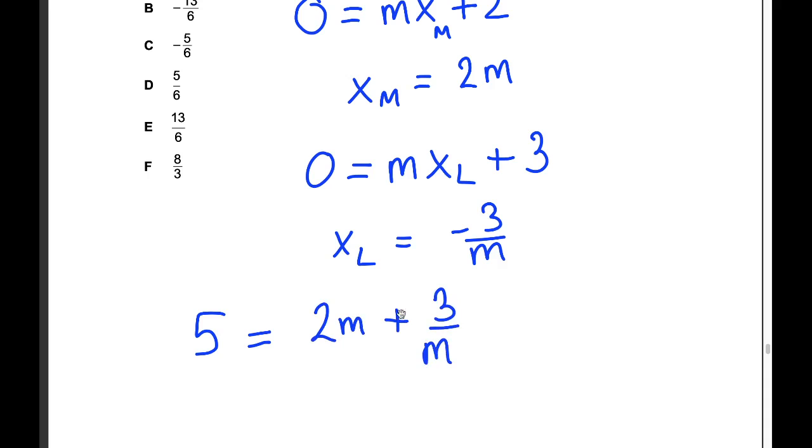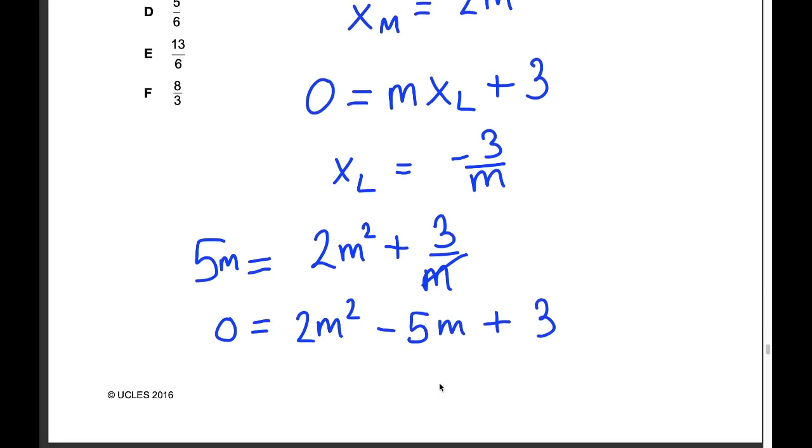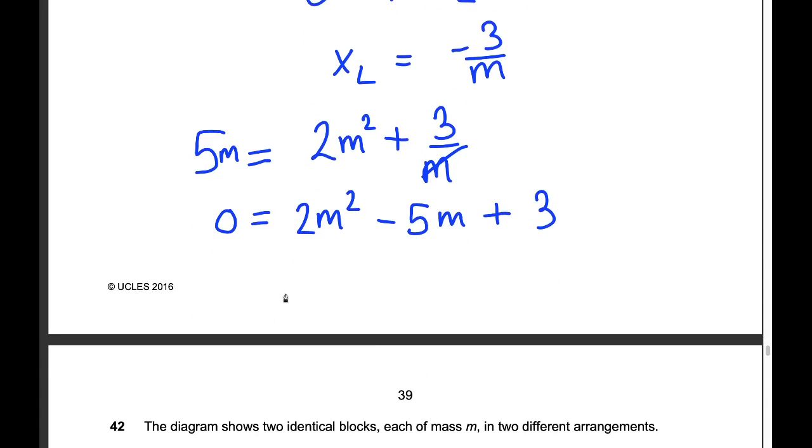Oh, and what do you know? That's going to turn into yet another quadratic. So if I multiply everything by m, I can remove this m on the bottom. And then if I move the minus 5m to the other side, I'm going to get 0 is equal to 2m squared minus 5m plus 3. And again, I'm going to have to solve a quadratic.